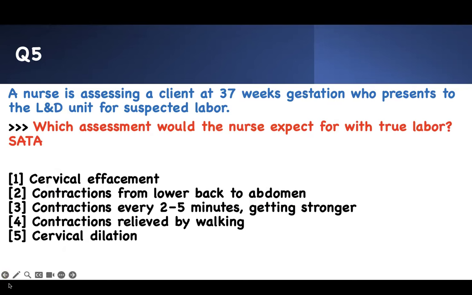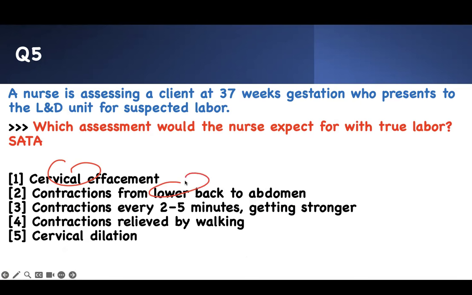Now let's go. True labor means you are about to have a baby, and so it should progress. And the baby will come out if the cervix is what? Open. So effacement, that means it's getting thinner and thinner. Contraction is starting from the lower back, a strong one, going to the pelvis. Baby is trying to push down. That's good.